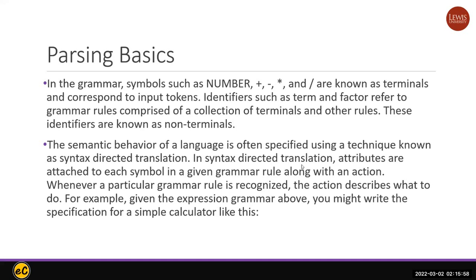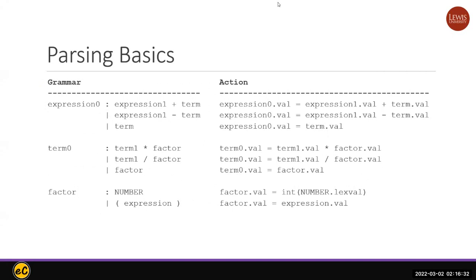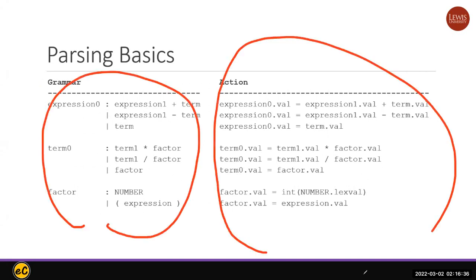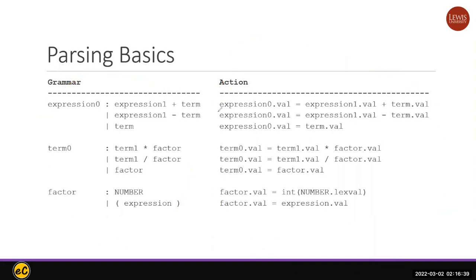In syntax directed translation, there are two kinds of attributes, S attribute and L attribute. Attributes are attached to each symbol as the attribute grammar, in the grammar rule along with action. So here we are using the SR table and also the attribute grammar. Whenever a particular grammar rule is recognized, the action describes what to do. For example, given the expression grammar above, we are talking about this calculator language. The syntax on the left hand side is context-free grammar, the right hand side is the action attribute. So you do have this one, we call it the S attribute.